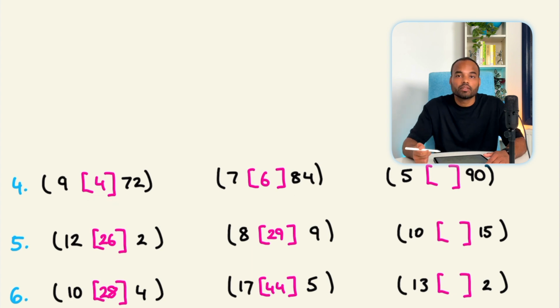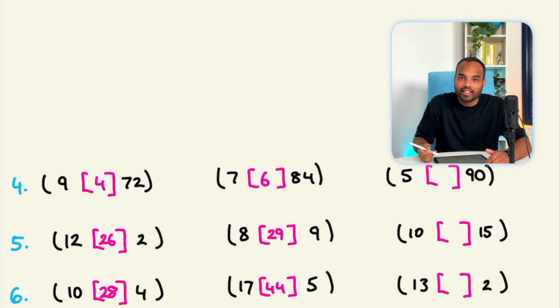So let's try on the third set. 90 divided by 5 is 18. 18 divided by 2 is 9. So our answer should be 9.